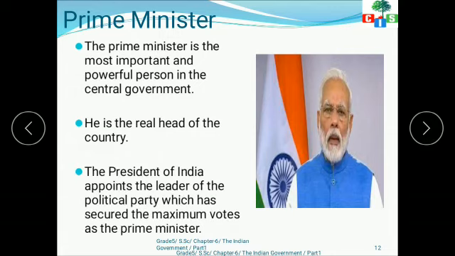The President of India appoints the leader of the political party which has secured the maximum votes as the Prime Minister. So, who appointed him? The President of India appoints the leader of the political party which has secured the maximum votes as the Prime Minister. Right? So, this is very important to understand.